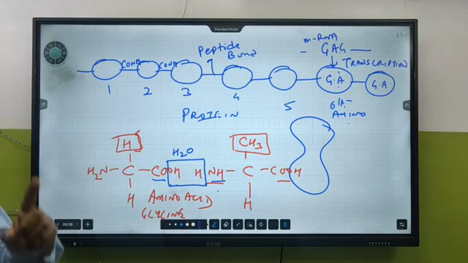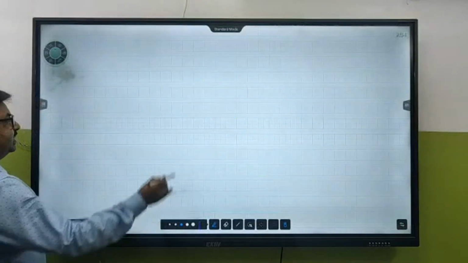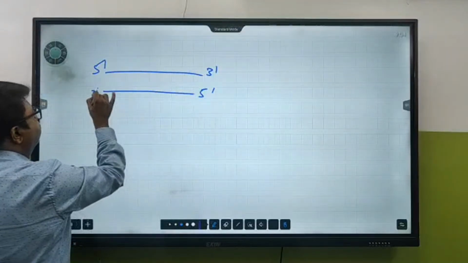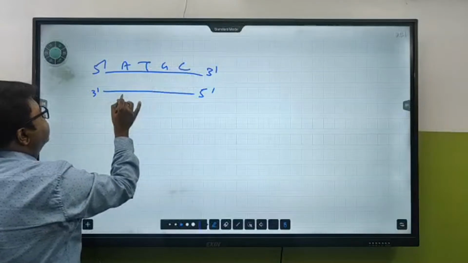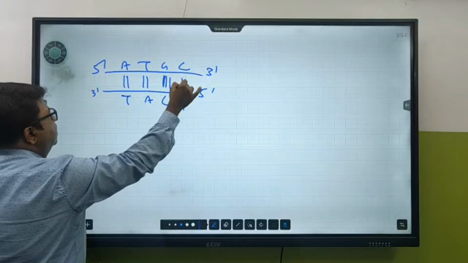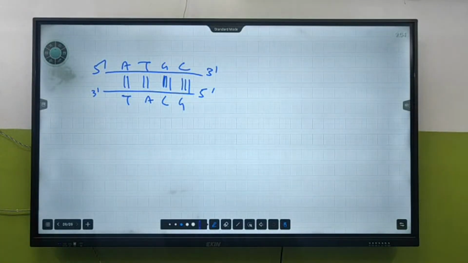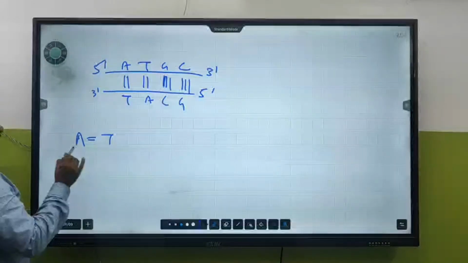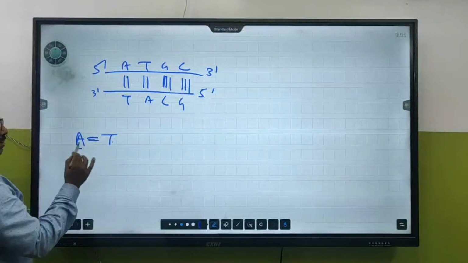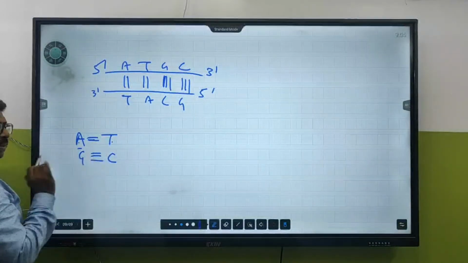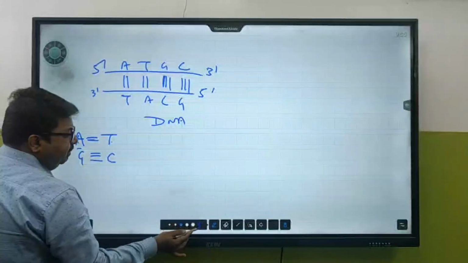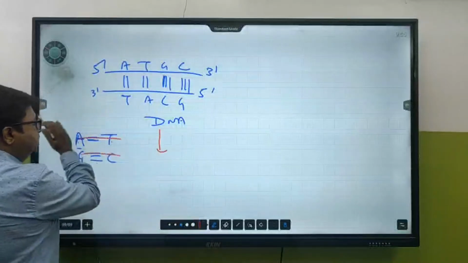And mRNA is single stranded. DNA is double stranded, 5 prime to 3 prime, 5 prime to 3 prime. This is ATGC, this is TACG. Adenine binds with thymine with a double bond. Guanine binds with cytosine with a triple bond. You know this, right? Adenine is a purine, thymine is a pyrimidine. So this is DNA. From this double-stranded DNA, what does the DNA make?